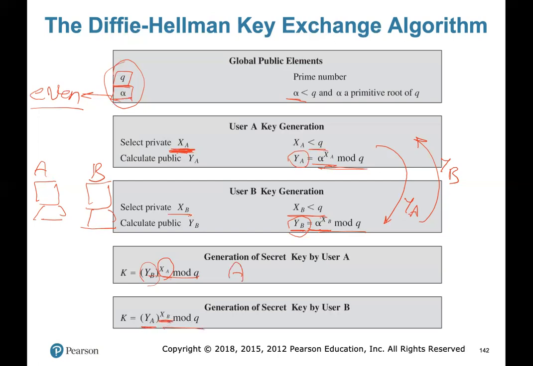And the interesting part is this: YB to the power of XA, which is calculated at the Alice side, equals YA to the power of XB, which is calculated at Bob's side. And this is going to be the key that they are going to agree upon and they will be using hereafter.